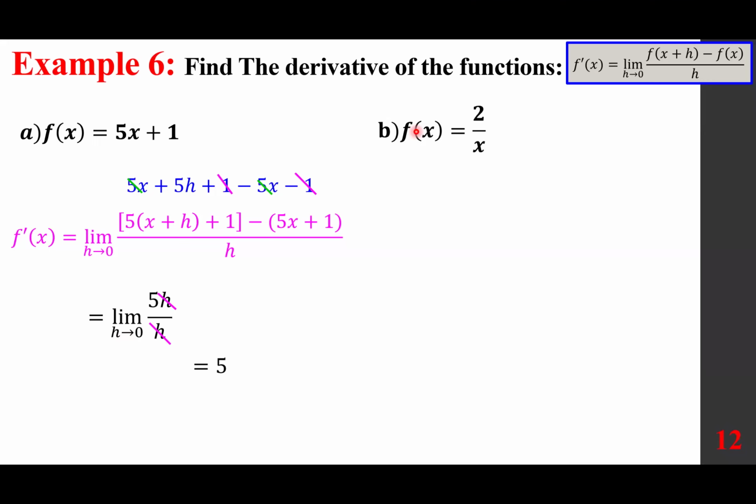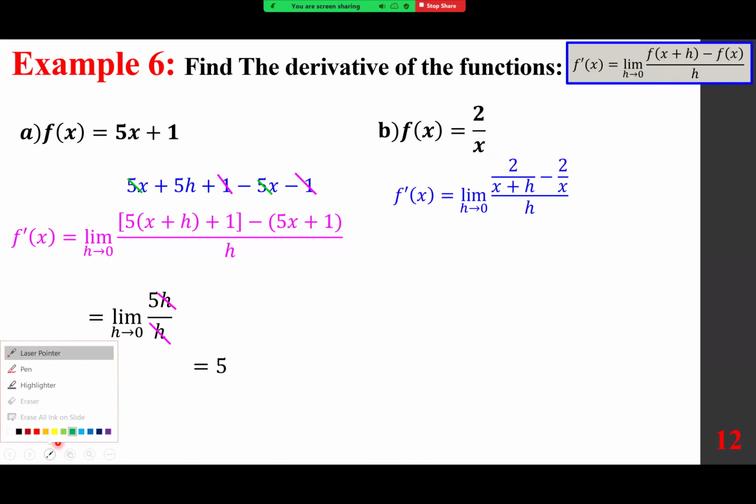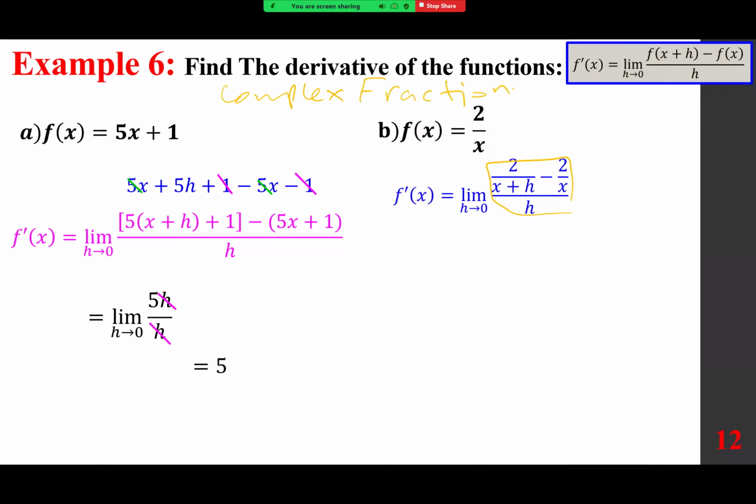For part B, f of x equals 2 over x, so we're going to put it into this definition formula. The limit as h approaches 0, f of x plus h makes it 2 over x plus h, minus f of x itself, over h as h approaches 0. So we are dealing with a complex fraction. And the technique is LCD, because if you plug in, you get 0 over 0.